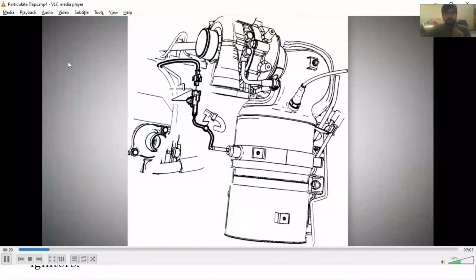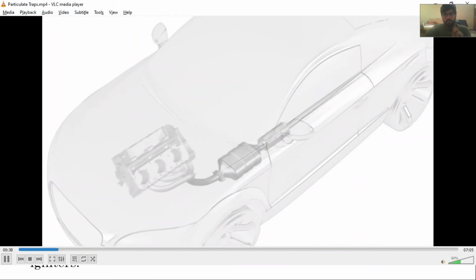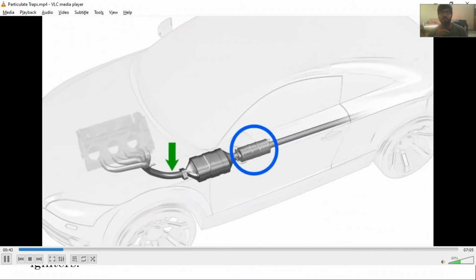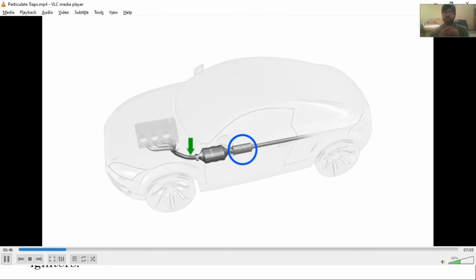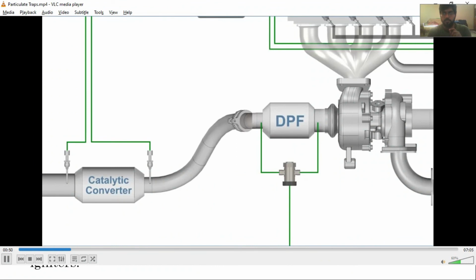The diesel particulate filter, also known as a DPF, is a filter device fitted to exhaust systems on modern diesel engines. These devices can be fitted before or after the catalytic converter. Here you can see that these devices can be installed before or even after the catalytic converter. They require heat to operate correctly. This is why some diesel particulate filters are mounted directly after the turbocharger.